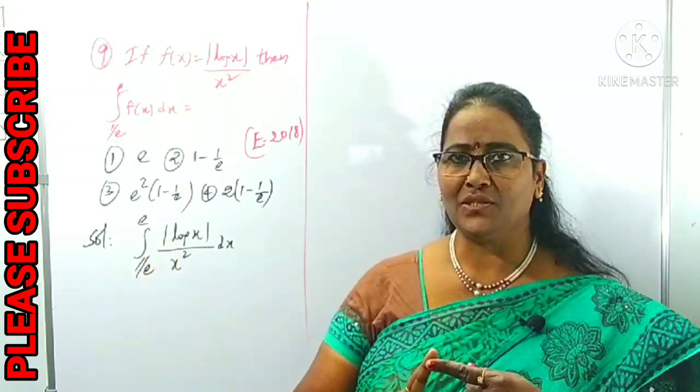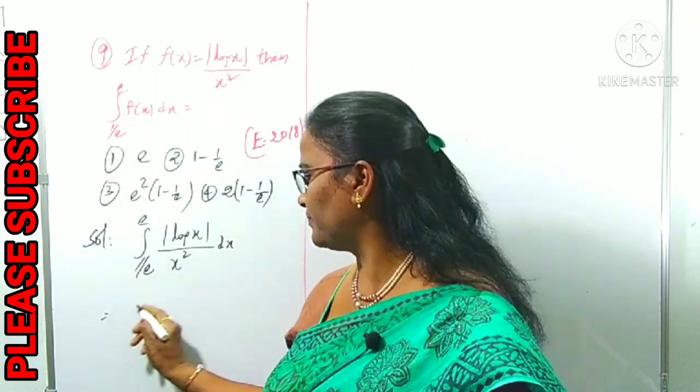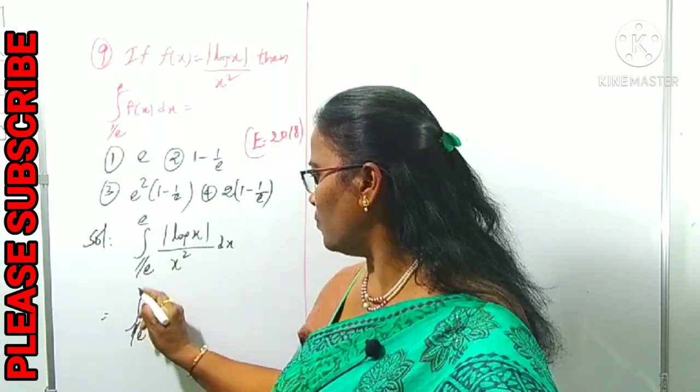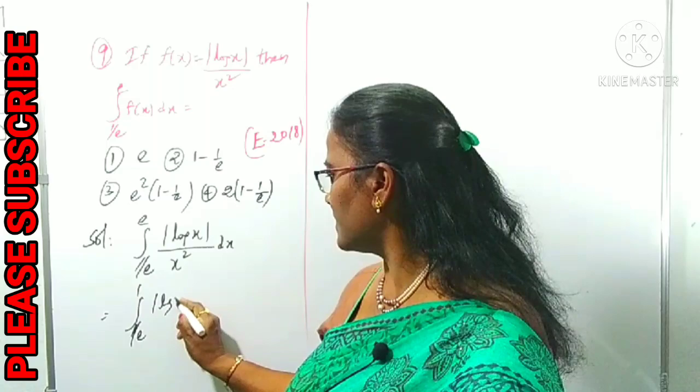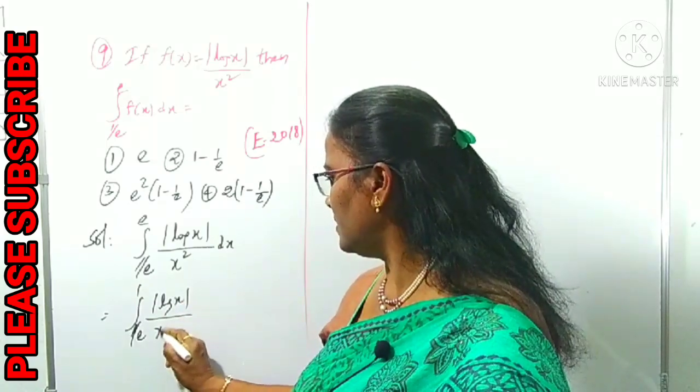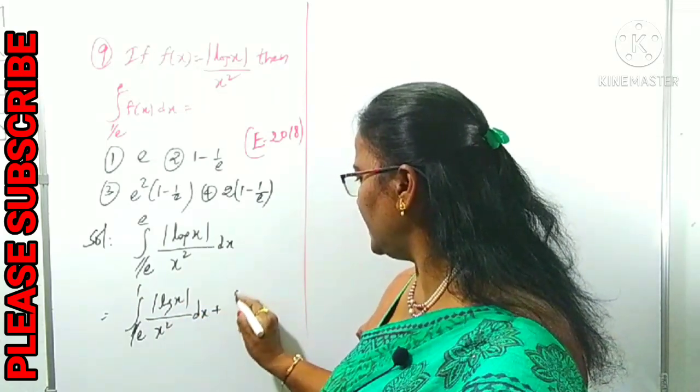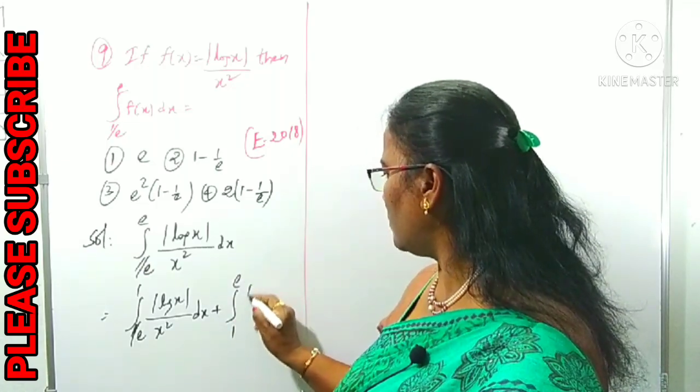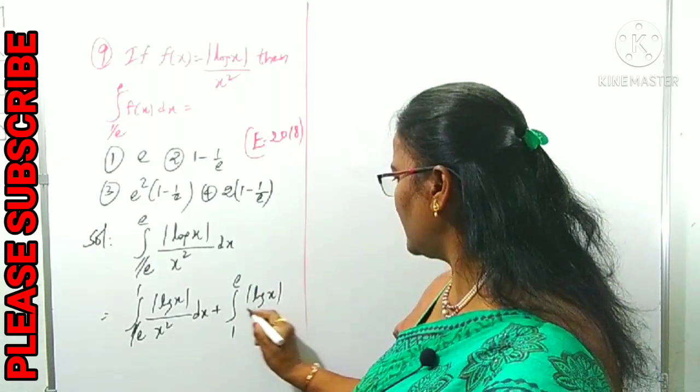That means you can split it into two integrals. One is 1 by e to 1 of mod log x by x square, plus the second integral from 1 to e of mod log x by x square. Right?